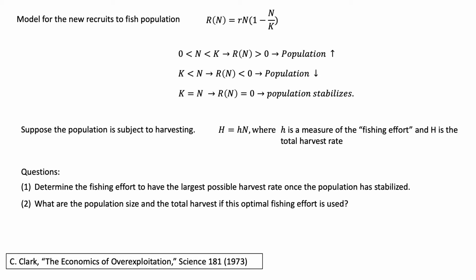We want to answer the following very important questions. First, determine the fishing effort to have the largest possible harvest rate once the population has stabilized. That is to say, we want to optimize this harvesting when the population has stabilized, so we want to have sustainable harvesting. The second question: what are the population size and the total harvest if this optimal fishing effort is used?